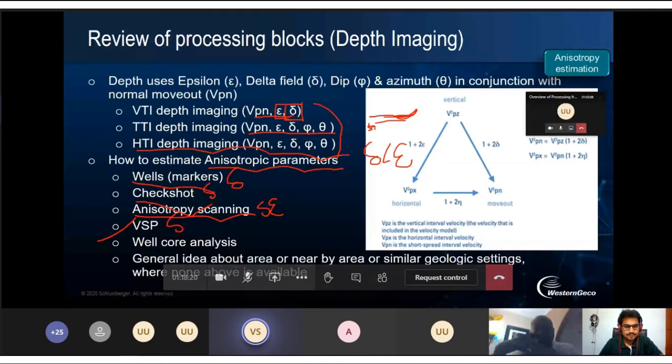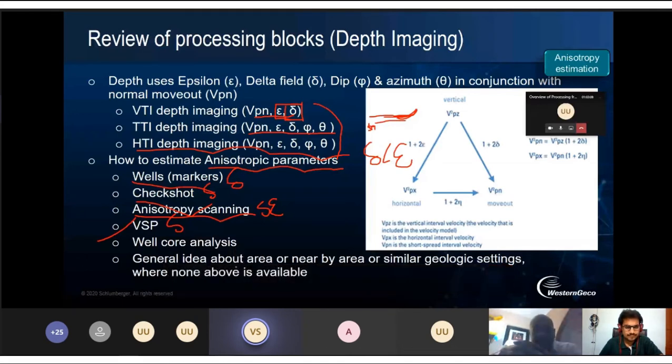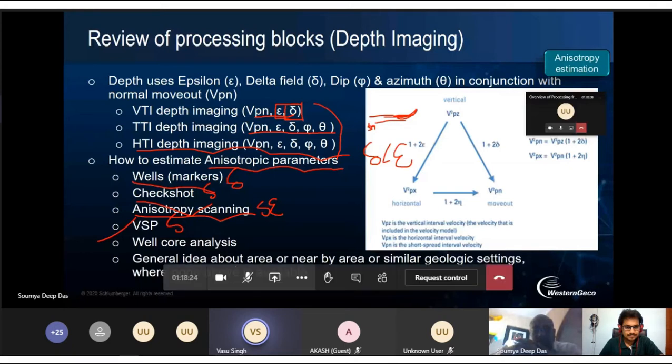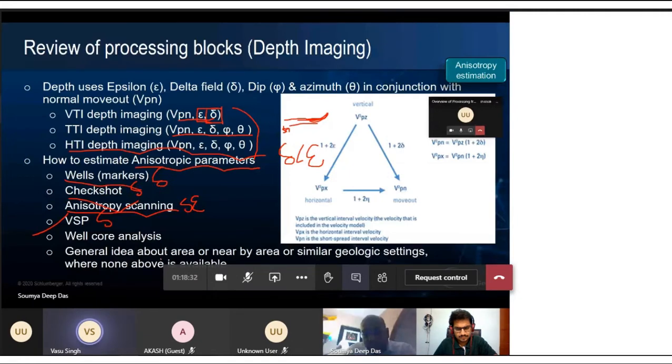Sir, why are we not using isotropic migration? Only compute disadvantage is there. That's why we were using isotropic, and now we are using anisotropic migration. That's right, because now we have enough.